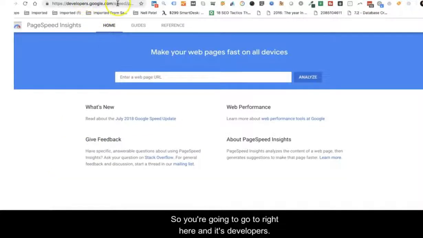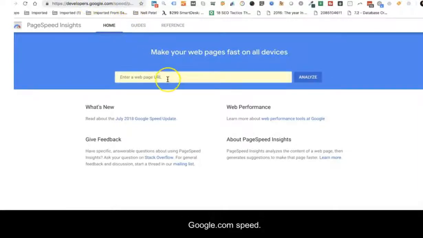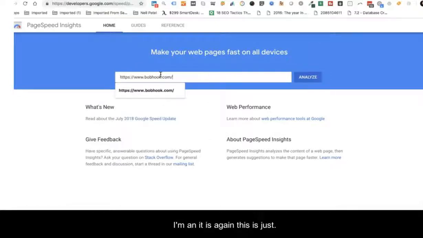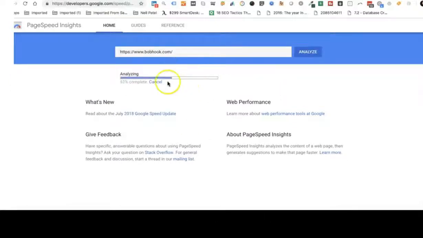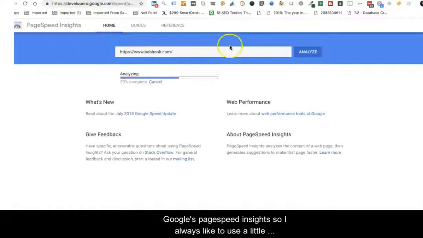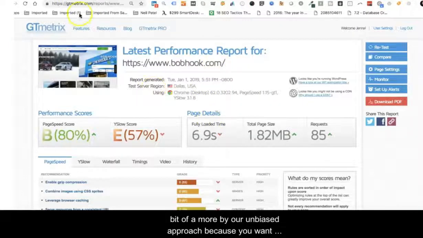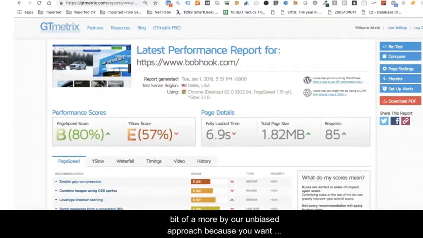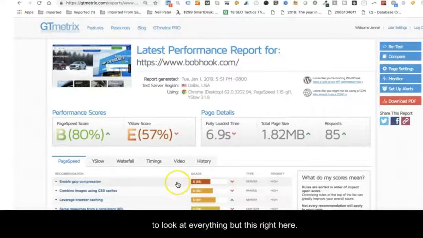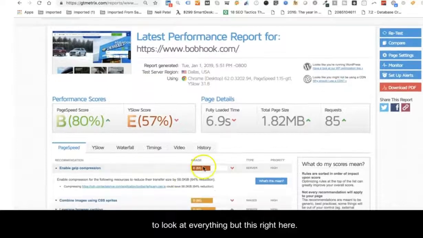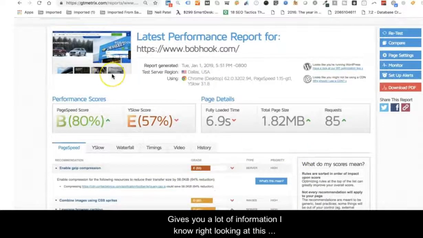So you're going to go to right here, and it's developers.google.com/speed. And it is, again, just Google's page speed insight. So I always like to use a little bit of a more unbiased approach because you want to look at everything. But this right here gives you a lot of information.